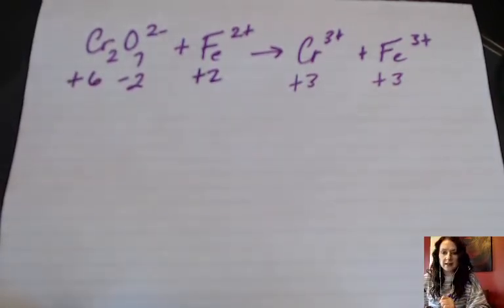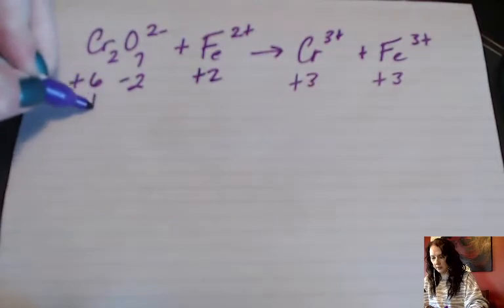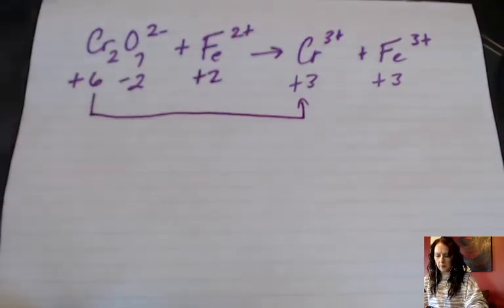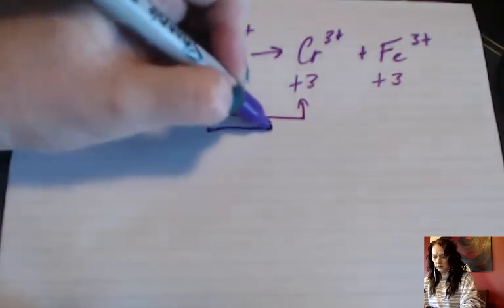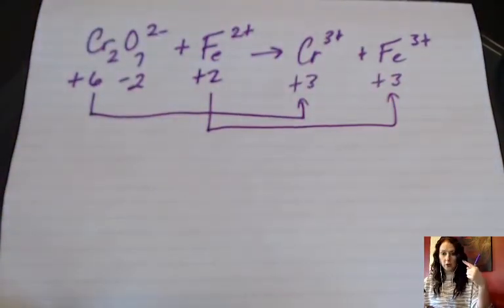Once everything has an oxidation number, you're going to look and see what changes from left side to right side. So chromium starts at a plus 6 and finishes at a plus 3. Iron starts at a plus 2, finishes at a plus 3. One should be going up. One oxidation number is increasing. One is reducing, going down.